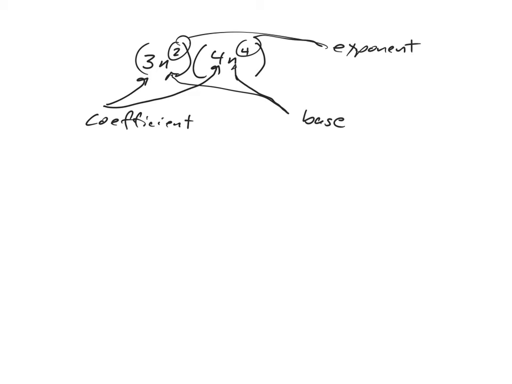So in this particular case, the 3 and the 4 are the coefficients. When we multiply these two monomials, we will multiply the coefficients first, and in this case, that gives us 12. And then what we'll do is add the number of factors of the base. Well, we have 2 factors of n in the first term and 4 factors of n in the second term. So total, we have 6 factors of n. So our final answer is 12n to the 6th.